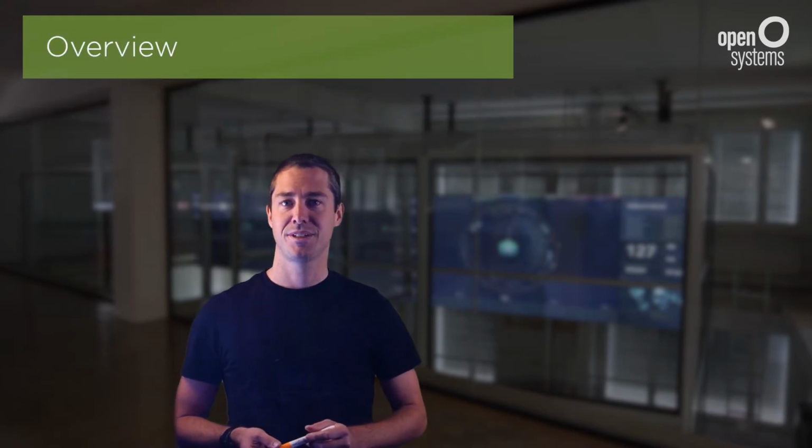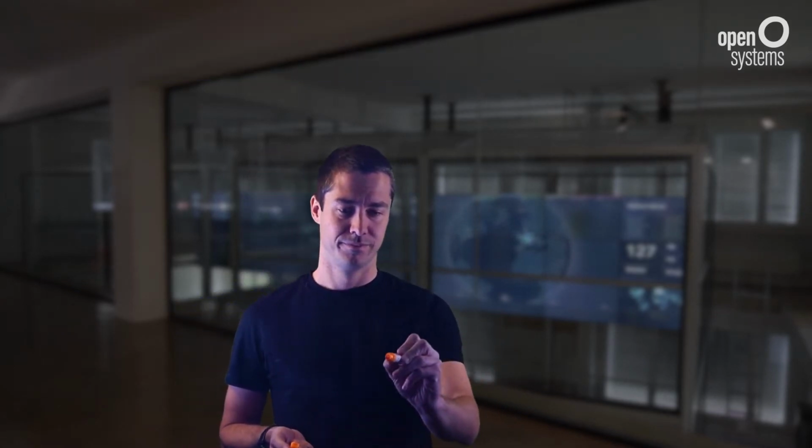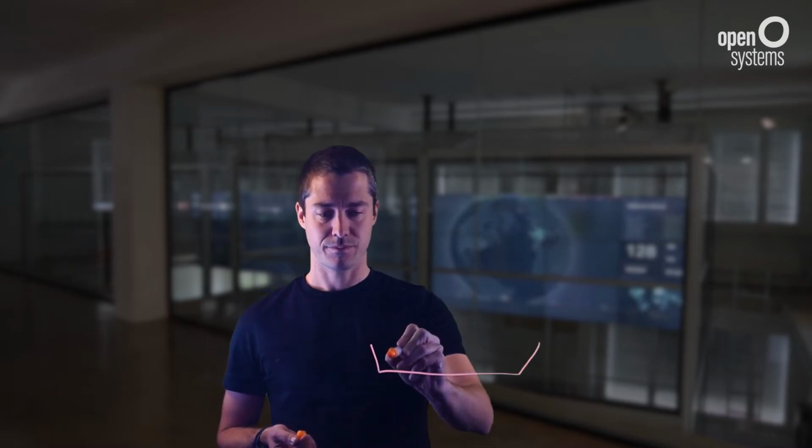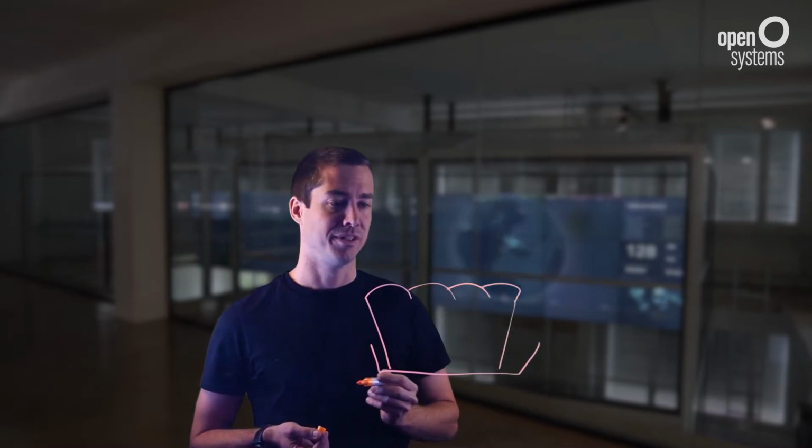Application optimization is part of the SD-WAN offering of Open Systems. Let's have a look where it fits into the SD-WAN stack. At the bottom, the plate, we have the lines, which connect all your locations. On top of that, we have path selection, the muffin.